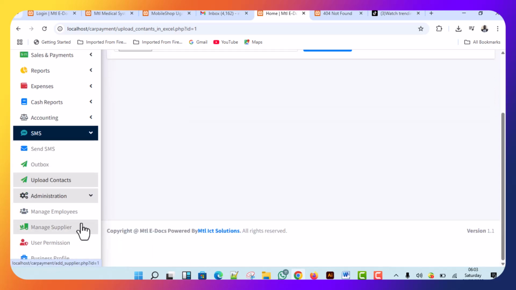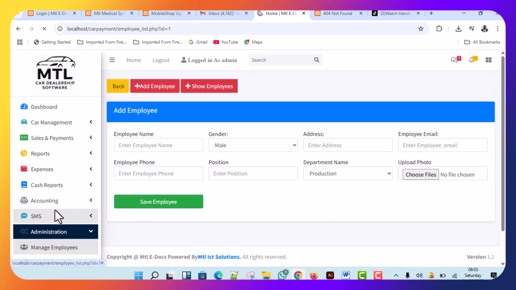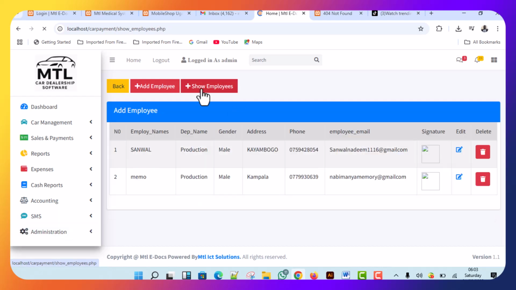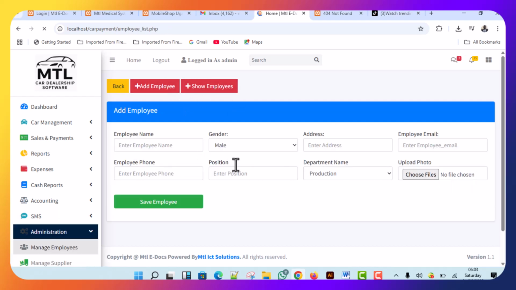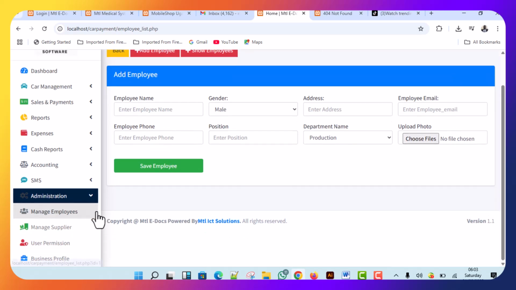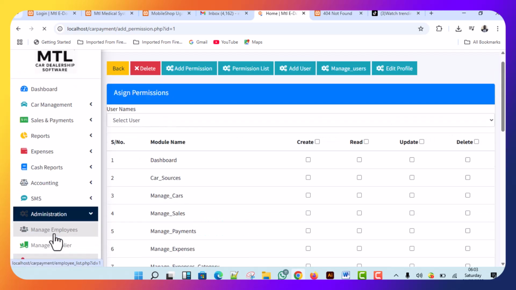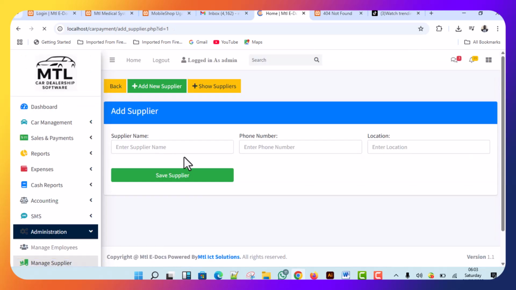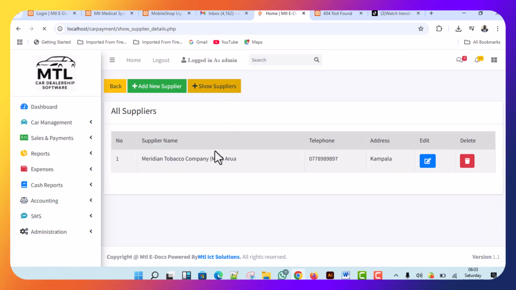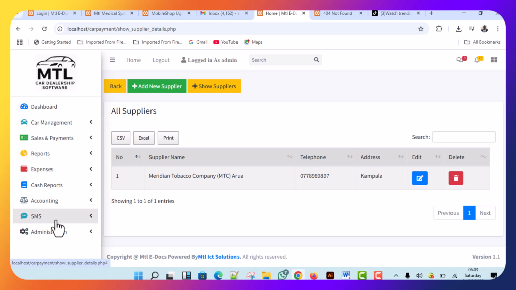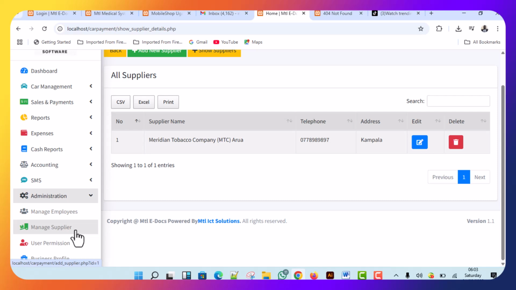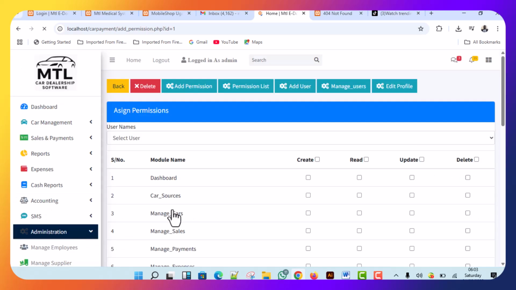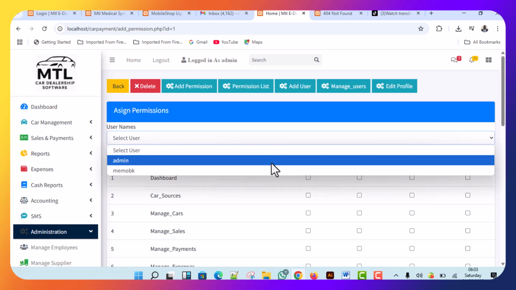Then when you come to administration, you can manage employees and suppliers, registering their names, gender. Then we have the suppliers. You can register all the suppliers that are supplying you the cars, but they are not needed for this. But in case you need it, then user permissions. So you have 10 employees, you can assign them work on what they are supposed to do.